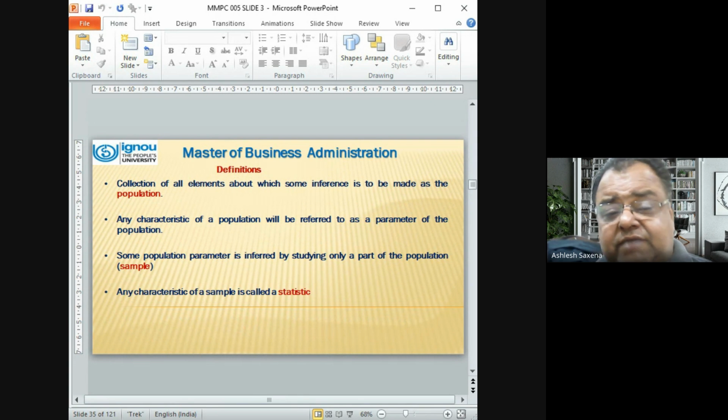Now, what are the different definitions or terminology we will be using? First one is population. It is the collection of all the elements about which some inference is to be made. Second, any characteristic of a population is referred to as a parameter of the population. Third, some population parameters are inferred by studying only a part of the population, that is the sample, and any characteristic of a sample is known as a statistic.